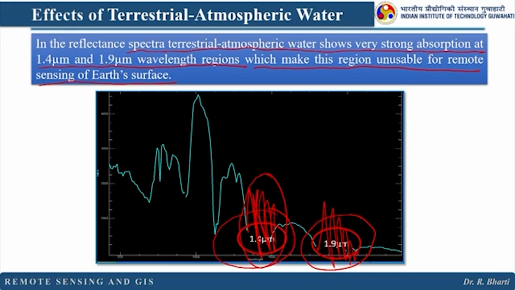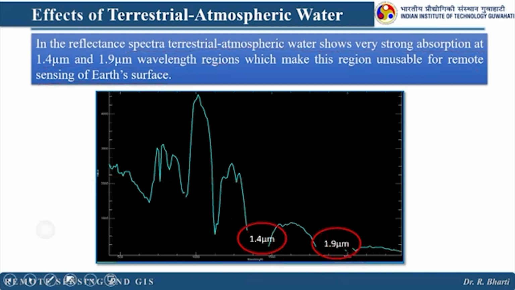But for a person who is interested to study this terrestrial or atmospheric water, he should remove all this, right, and he should keep only the 1.4 and 1.9 information, right, and this will help him to study or identify the concentration of terrestrial or atmospheric water. This can be considered as a limitation or advantage depending upon our application.